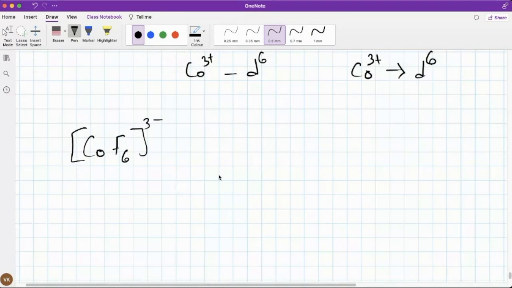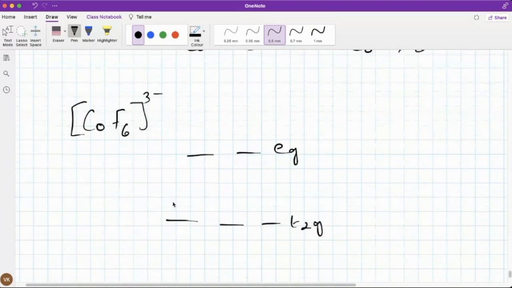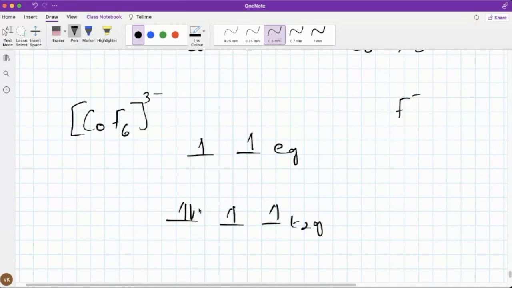So you have the splitting happening like this into t2g and eg. You have 1, 2, 3. The third electron will go here or here. What is F minus? Is it a strong field ligand or weak field ligand? Weak field ligand. So it will go to eg. Then comes here. So d6.